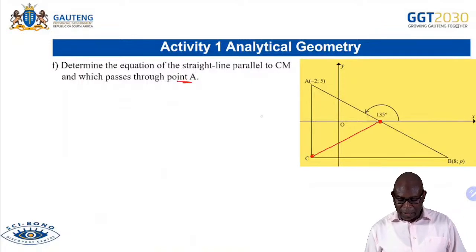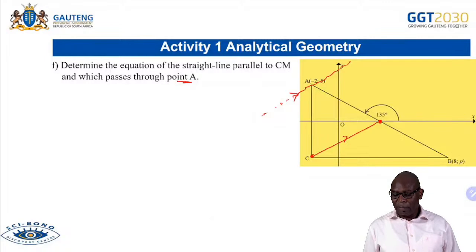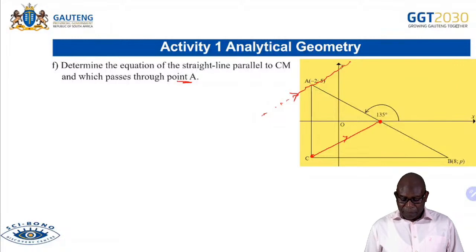So in other words, I need another line here. It must pass through point A, but this line must be parallel to that. So already you can see I have parallel lines. So how am I going to get the equation of the straight line? I already know the gradient of CM. Remember, I got the gradient of CM, which was equal to 1. So the gradient of that parallel line is also equal to 1, because parallel lines have the same gradient.